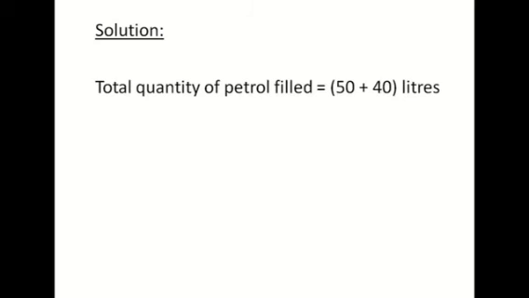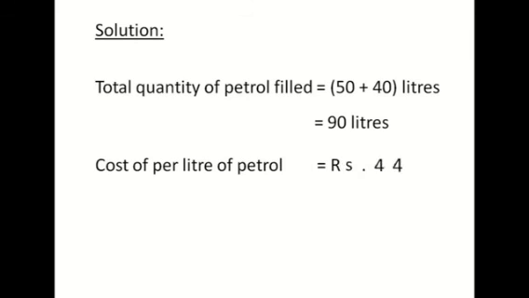So start the solution. So the first thing you have to write is total quantity of petrol filled. How much? 50 plus 40. Okay. So add 50 and 40, it is 90 liters. And the cost of per liter petrol is given as rupees 44. So you have to find out the cost of 90 liters. Okay. So you have to multiply 44 with 90. So the next statement you can write as total cost. It is rupees 44 into 90.